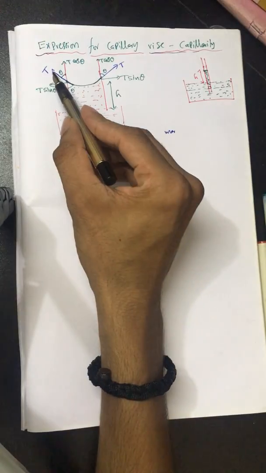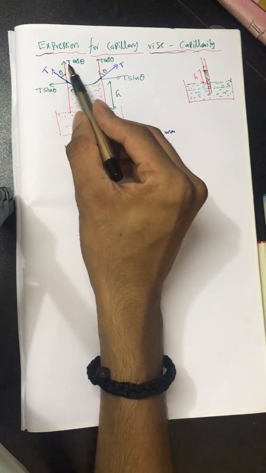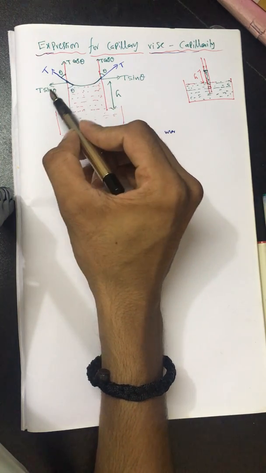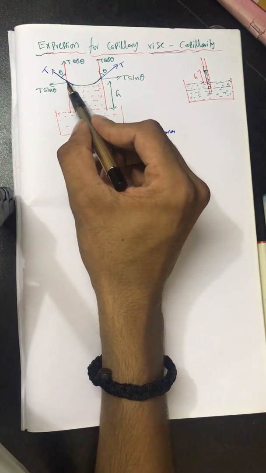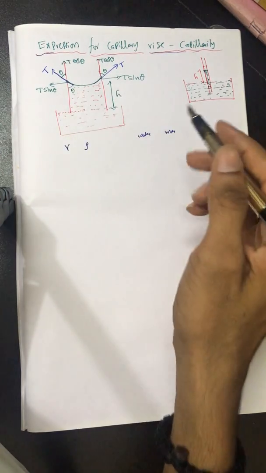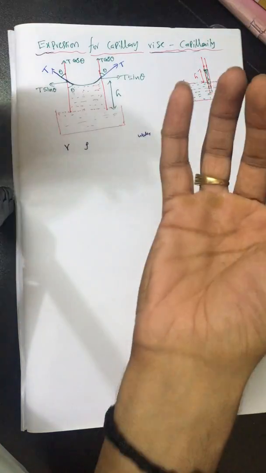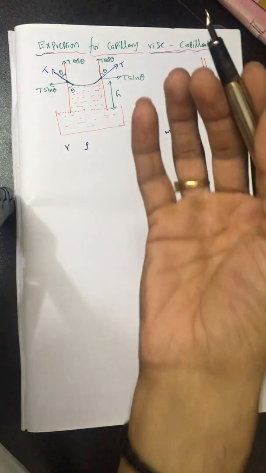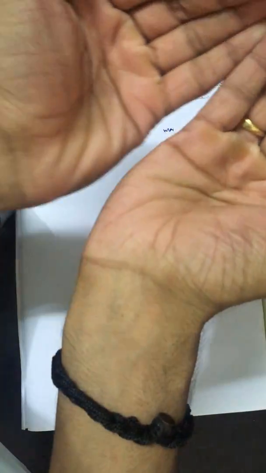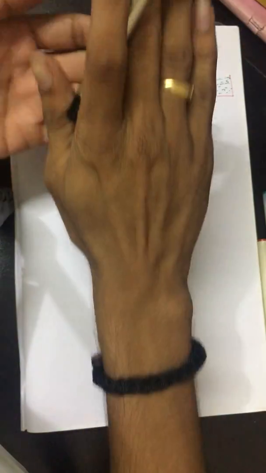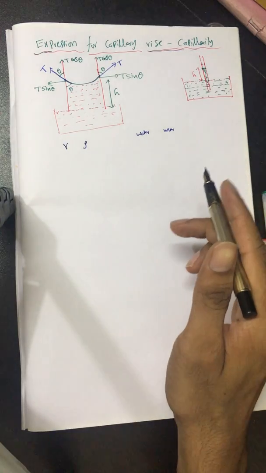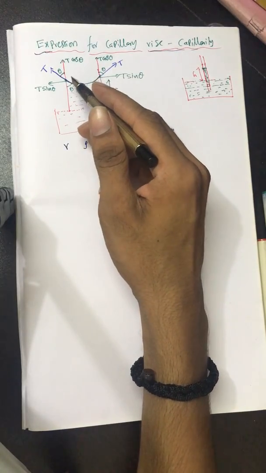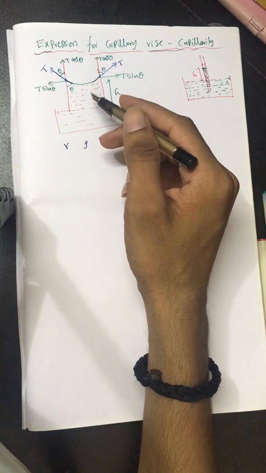Now I am resolving this T into two components. One is the horizontal component, that is T cos theta, and the other is the vertical component, T sin theta. It does not happen only at one point, it happens throughout the circumference. When you take a capillary tube and dip it inside, you will have a meniscus, and the top view of the meniscus will be like this. The surface tension is a force which always acts tangential to the surface all over the circumference. That's why you have to resolve this T into two components everywhere throughout the surface.